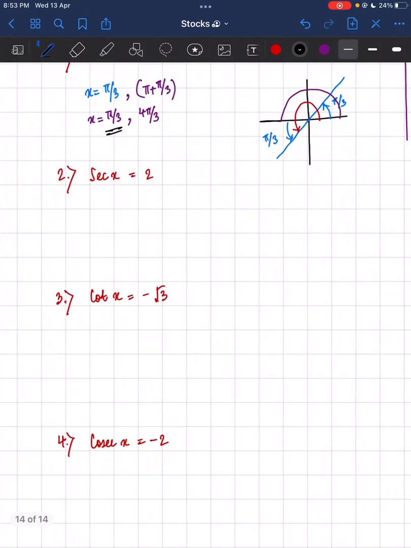In the same way, sec x is equal to 2. Now sec, cosec, then cot, these are confusing.